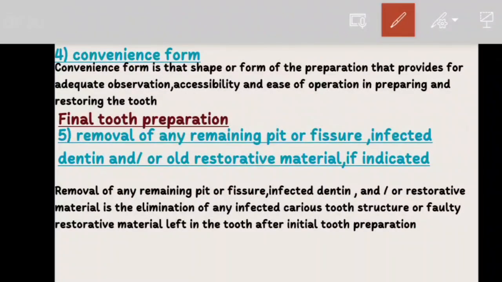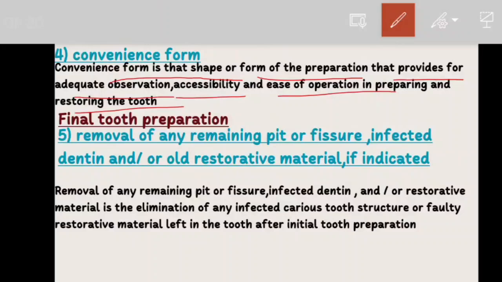Now step 4, convenience form. Convenience form provides better visibility, easy access and ease in preparation and restoration. Convenience form is that shape or form of the preparation that provides for adequate observation, accessibility and ease of operation in preparing and restoring the tooth.